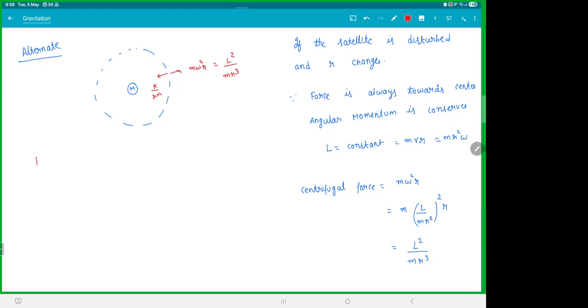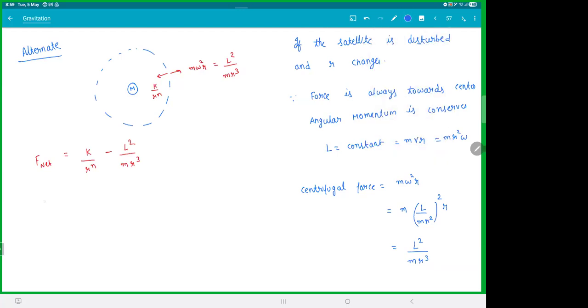Great. Now the net force acting on the particle, F net, will be the attraction force k by r power n. Remember, k is constant. Minus L square by m r cube. L square is constant, m is constant, r cube. See what I did? I brought everything in terms of r.